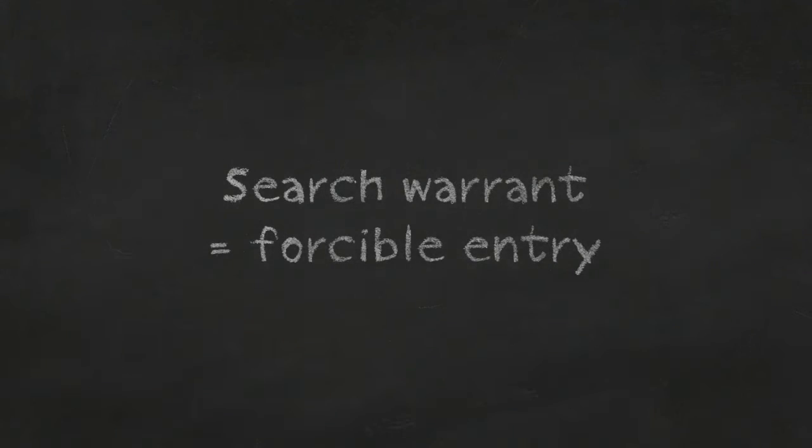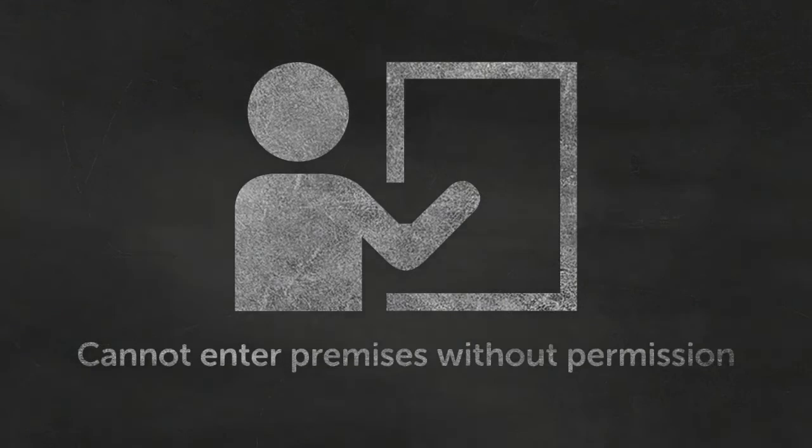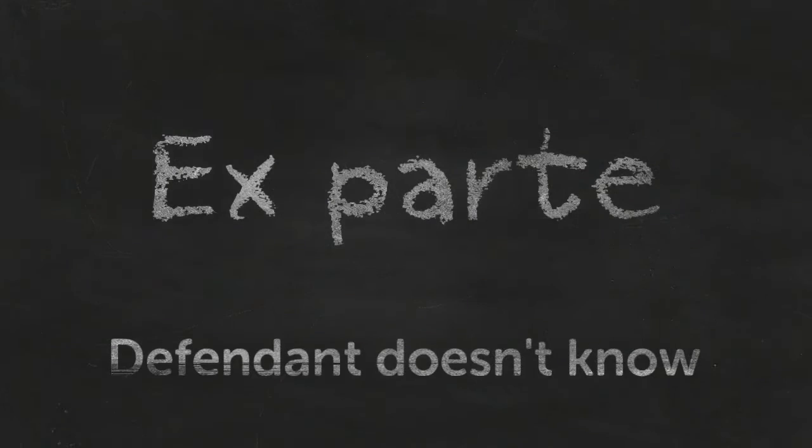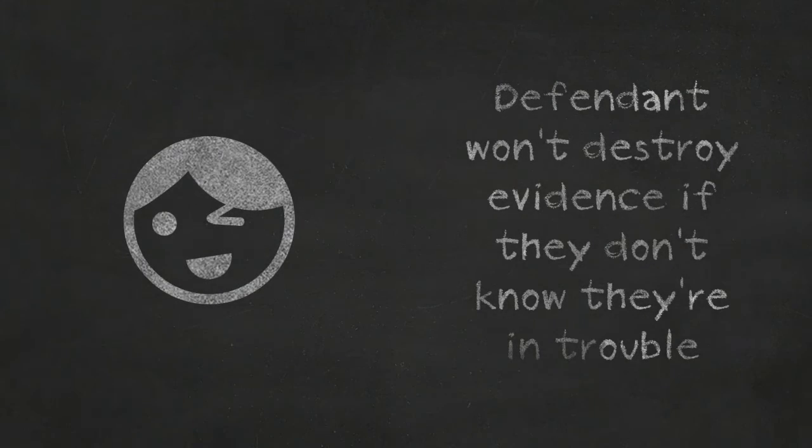If it were like a search warrant, the plaintiff could forcibly enter the defendant's premises. But with an Anton Piller order, the defendant can refuse to let the plaintiff enter. But if they do refuse entry, they might be held in contempt of court. The application is filed ex parte, which means the plaintiff files the application without the defendant knowing or being involved in the process. This prevents the defendant from destroying any evidence that might be important for the plaintiff's case.